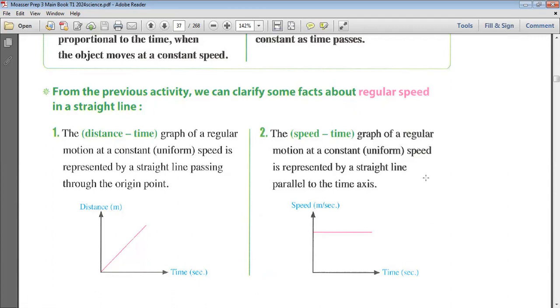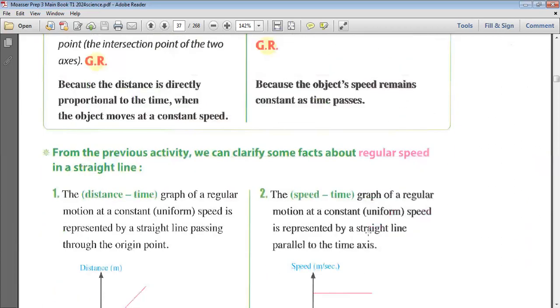Okay. Another graph, the speed time graph. Here I have a straight line parallel to the time axis. Whenever I see a straight line parallel, it is constant, meaning it doesn't change. What is meant by constant speed? It means the speed doesn't change. So the body is moving with a regular speed. So the speed time graph of a regular motion is represented by a straight line parallel to the time axis. The reason? Because the speed remains constant by passing time.